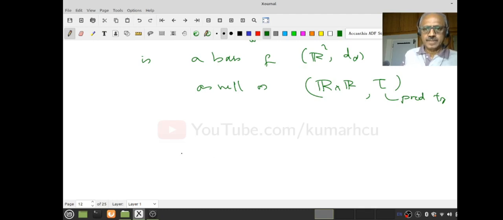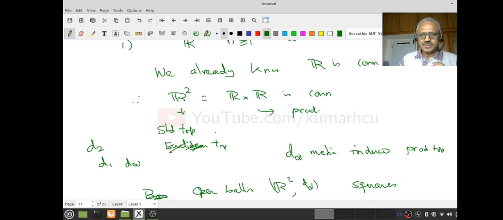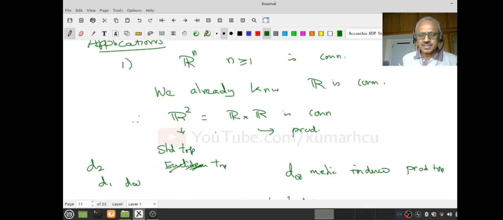Okay, so in the product topology I would explain this, but remember this, otherwise take it as an exercise to prove this. But those of you who are a little less confident about these things, just understand there is a subtlety. I want to prove R2 with the standard topology is connected.